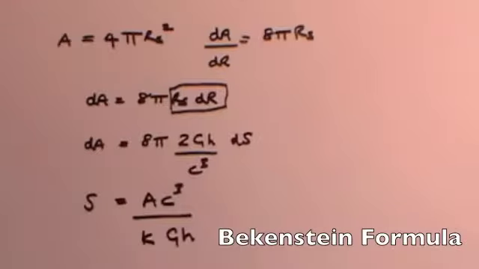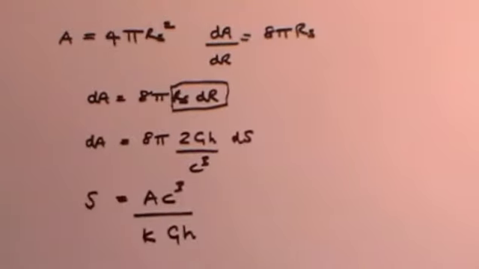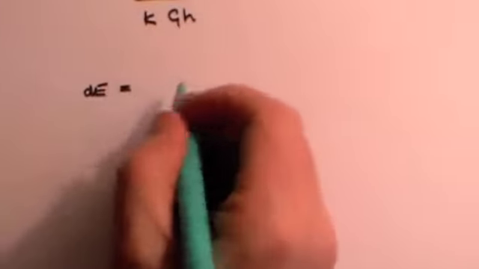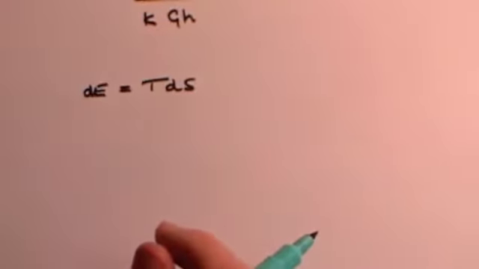It shows you how the entropy of the black hole changes as its area increases. That's the surface area associated with the Schwarzschild radius. We can also consider the temperature of the black hole. In our thermodynamics video, we derived the idea that the change in energy is equal to the temperature times the change in entropy.